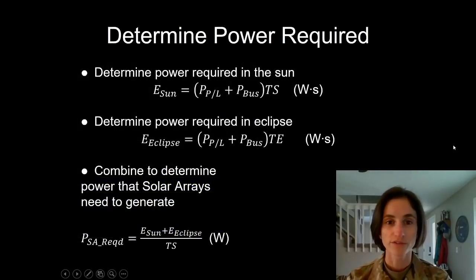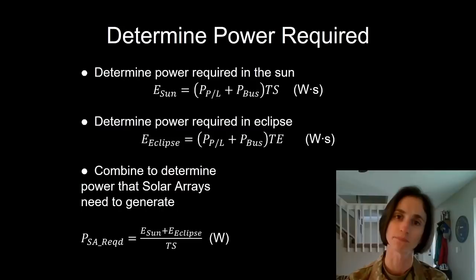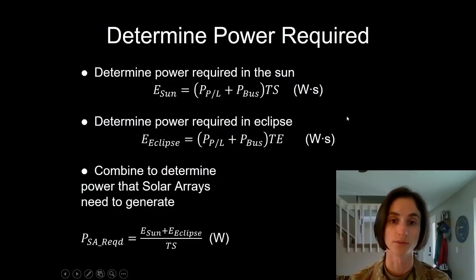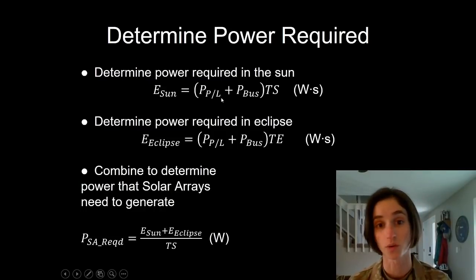Now let's talk about how we figure out how much power is required. You're going to use that time in sun and time in eclipse, that amount of seconds where you're in the sun or in eclipse. And all you're going to do is multiply it by the amount of power that your spacecraft needs. Now, we broke this up into power of the payload, P_PL, and power of the bus. So let's say that your payload is a camera, and your camera needs 300 watts of power. That'll be right there, 300 watts.